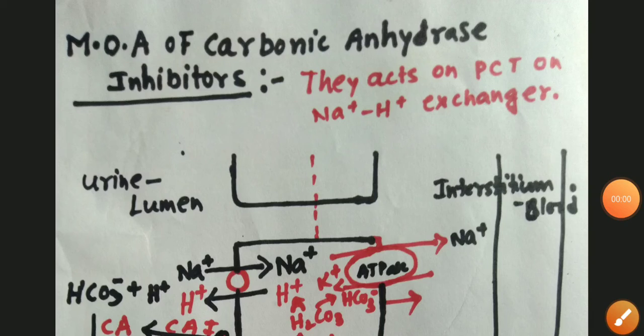So here we are going to discuss the mechanism of action of carbonic anhydrase inhibitors. What are the carbonic anhydrase inhibitors? Carbonic anhydrase inhibitors are the diuretics which act on the proximal convoluted tubule of the nephron, on the sodium hydrogen exchanger.